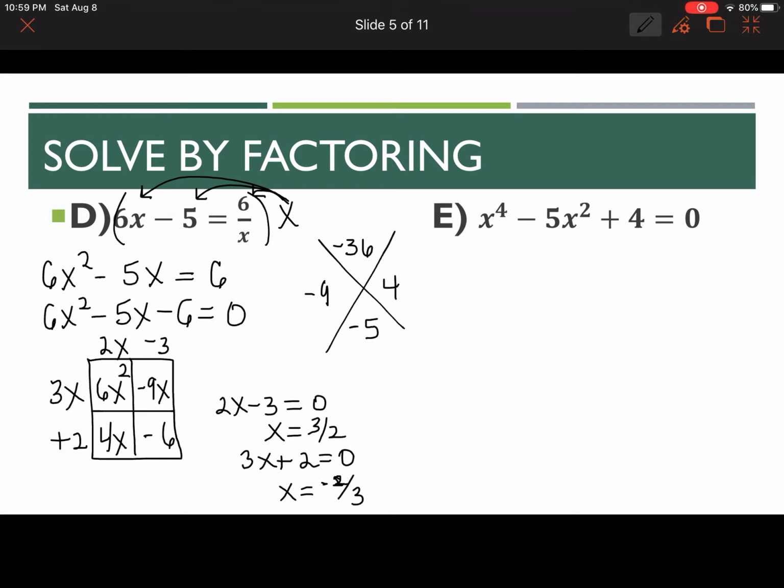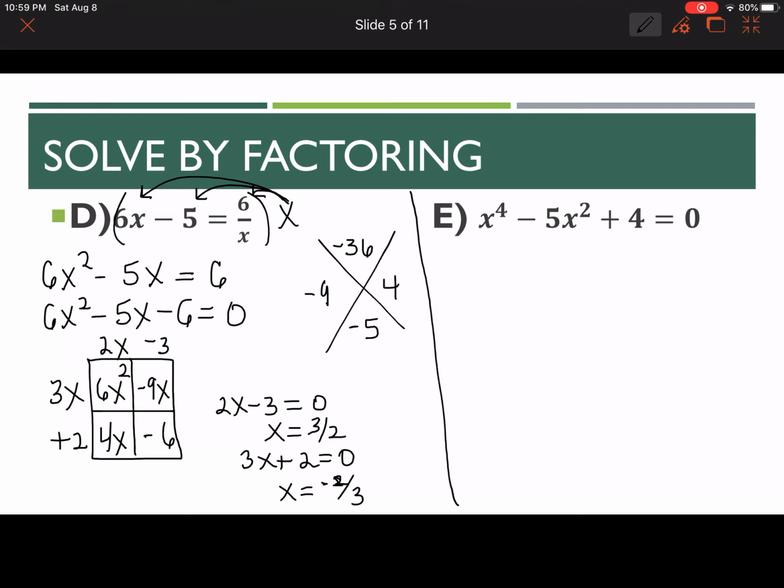Okay. Now I know that E looks a little different, but it is still a trinomial. We don't have a greatest common factor. And I want you to look at the exponents, how they go down. They're all even. 4 to 2, 2 to 0. So we can factor this like we would a regular quadratic, even though this technically is not a quadratic because the highest exponent is not 2.